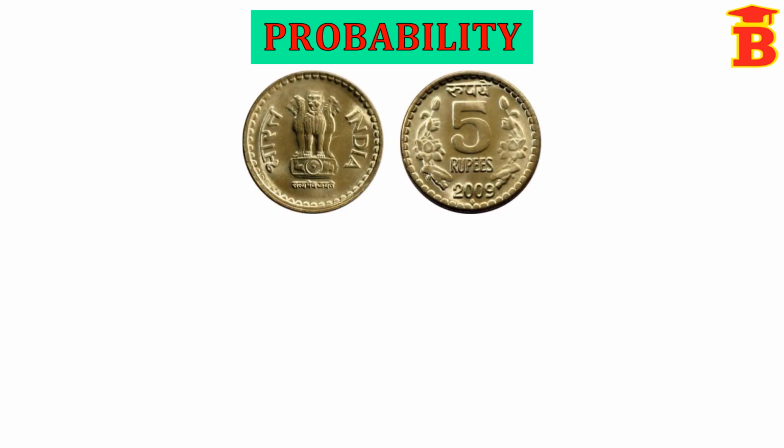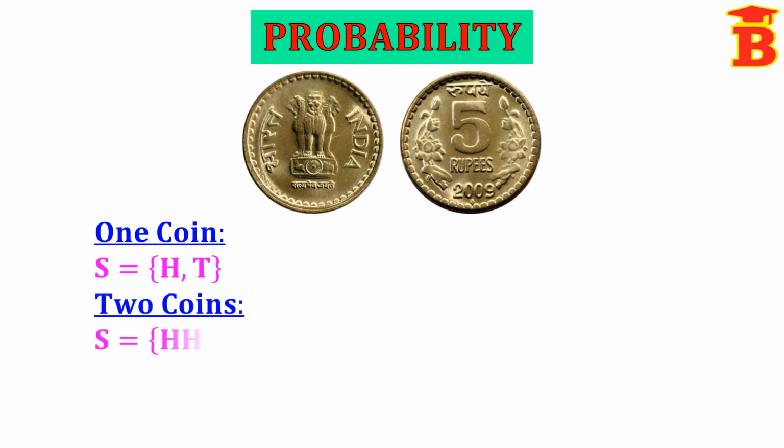Probability. Let us see the coin sums. We know that a coin has two sides, head and tail. If one coin is tossed, then the sample space is {H, T}. We write the sample space within this bracket. This is set bracket. If two coins are tossed, then we have the sample space {HH, HT, TH, TT}.